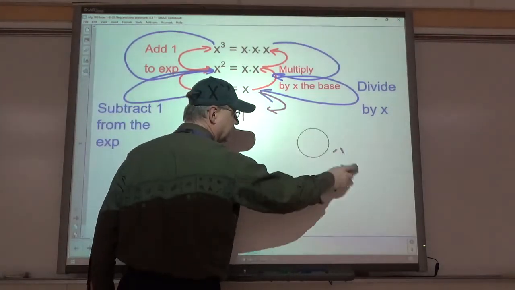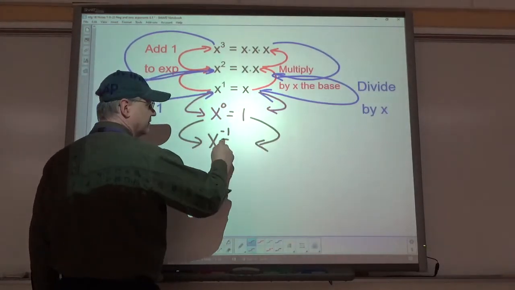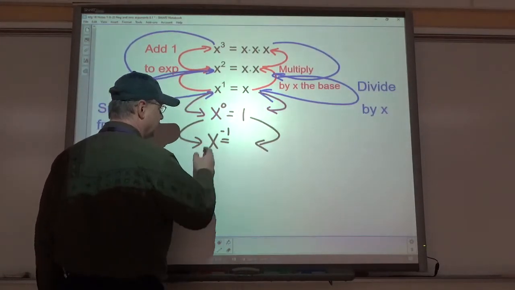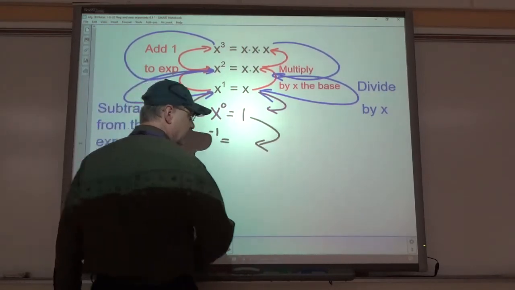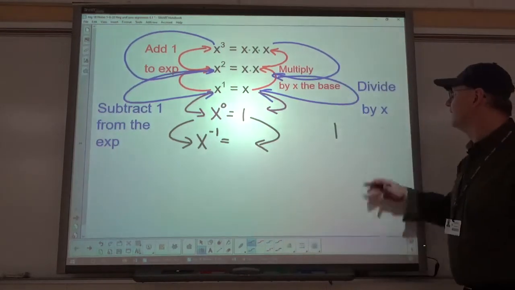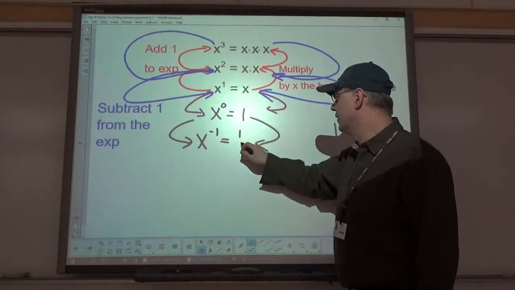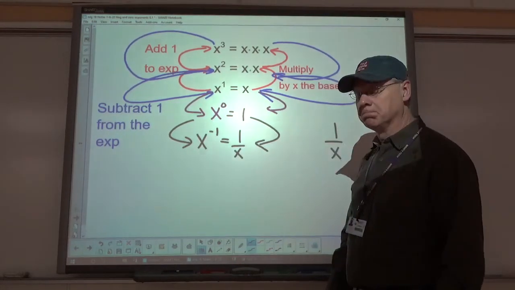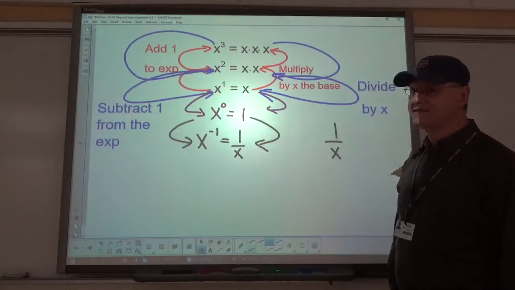Let me get rid of that so I have room. Now here's an interesting thing. I need a little bit more room here. That's better. When I have 1, I have to divide it by x, so I end up with 1 over x. All right. Well, what if I continue this?